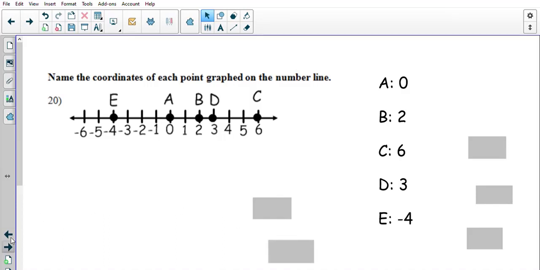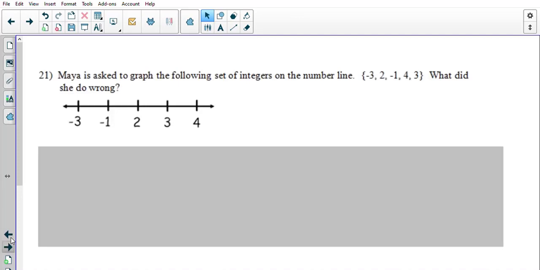All right, we've got 2 more to take a look at. Number 21. This is one that requires us to write a little bit. Maya is asked to graph the following set of integers on the number line: -3, 2, -1, 4, 3. What did she do wrong? Why would I mark something like this incorrect on a test or a quiz or any other activity that we have? What are your thoughts? Take a moment and think about it.